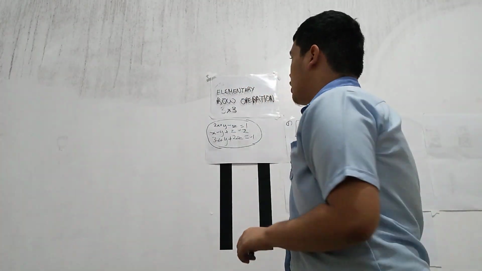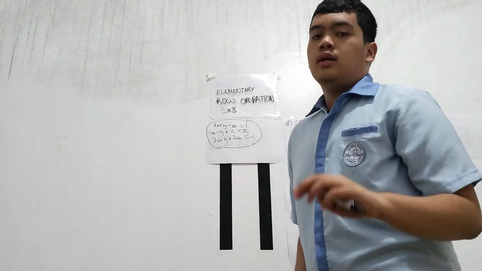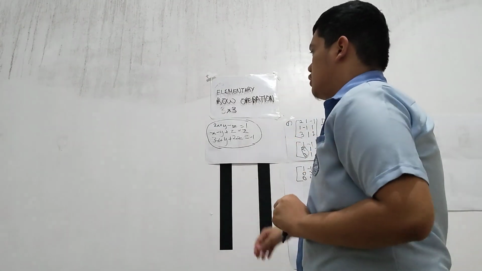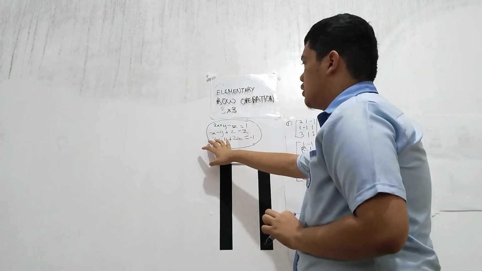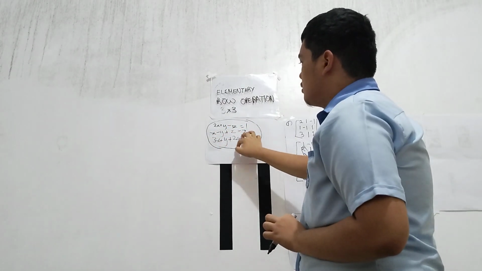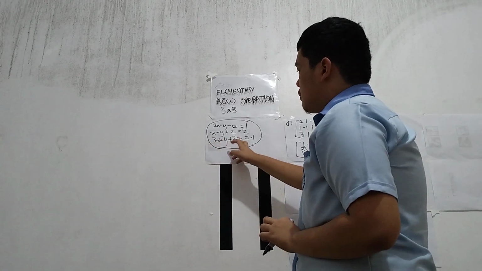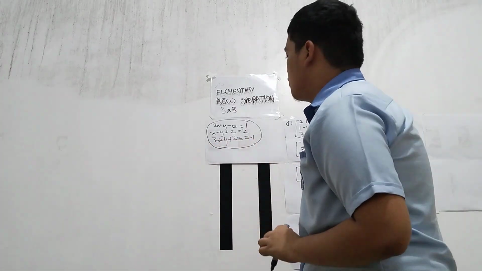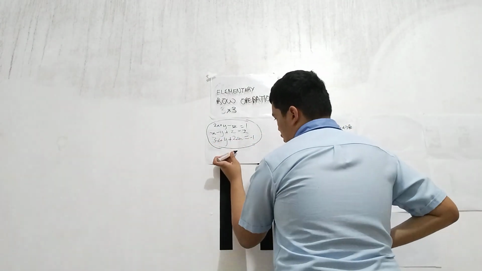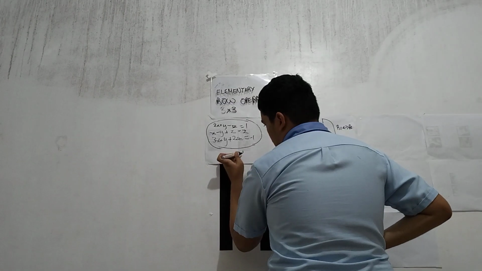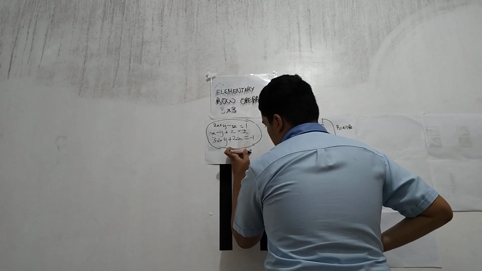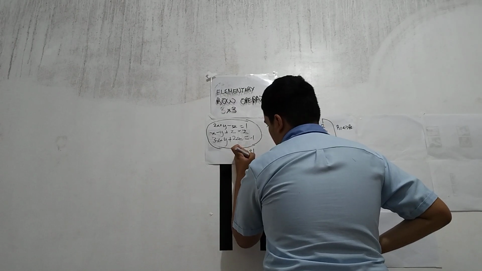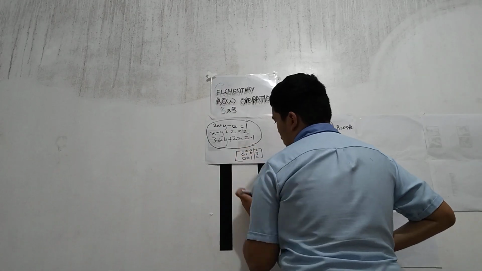Now we will solve for elementary row operation 3 by 3. This is our system of equations: 2x plus y minus z equals 1, x minus y plus z equals 2, and 3x plus y plus 2z equals negative 1. And this is our goal. We need to make 1 0 0, 0 1 0, 0 0 1, and x, y, z there.